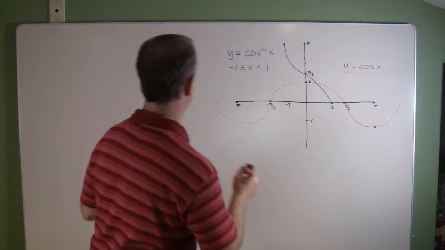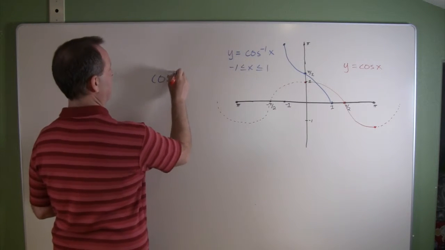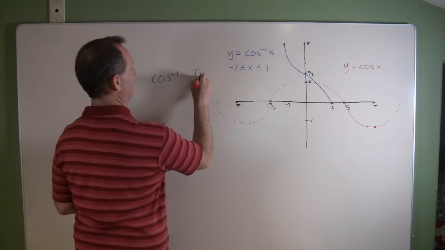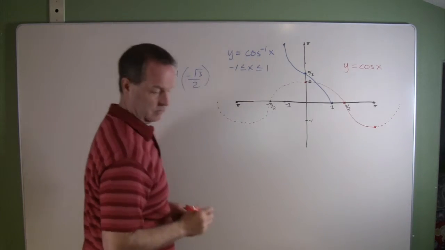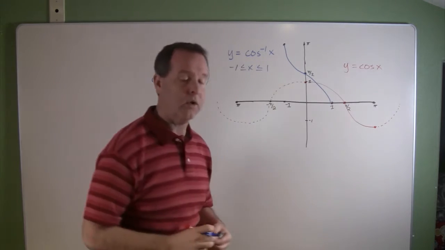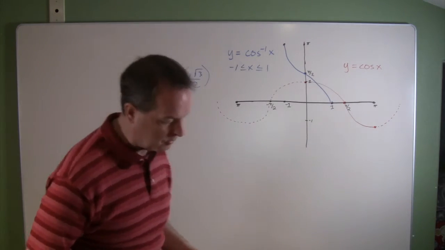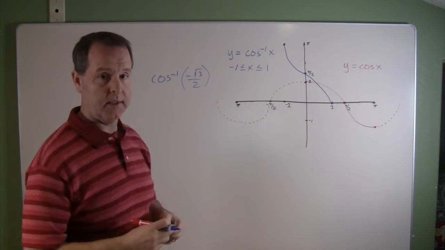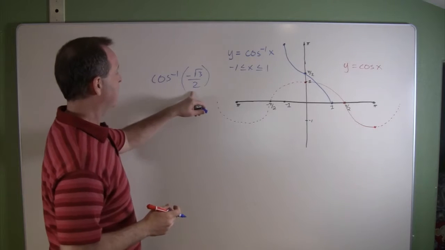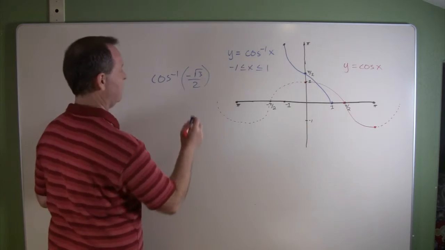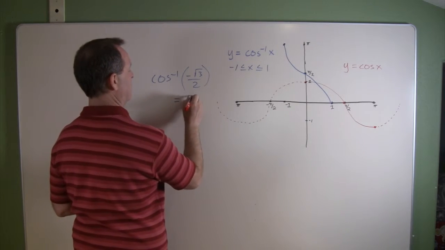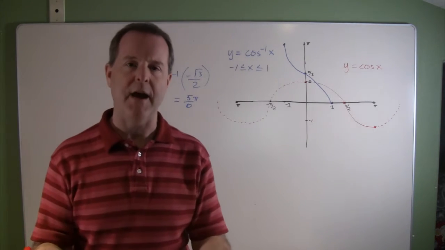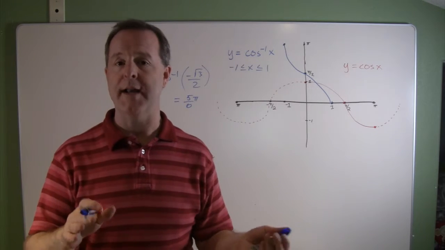So one example that we have is the cosine inverse of -√3/2. The question that we're asking is what angle produced this cosine? And the angle that produced that cosine was 5/6 pi. And again, that was one of the values that we've been trying to memorize, trying to understand.